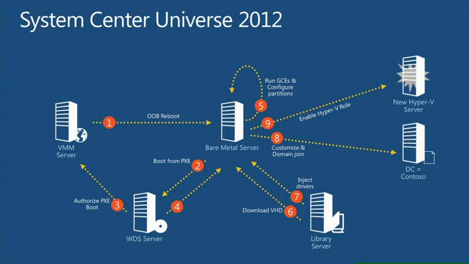After the VHD file is downloaded, it's going to inject the drivers. Happy machine, has drivers, has a VHD file, and then it's going to join the domain, because we need to have it domain joined. After that, it's going to enable the Hyper-V role. And then we're pretty much done.